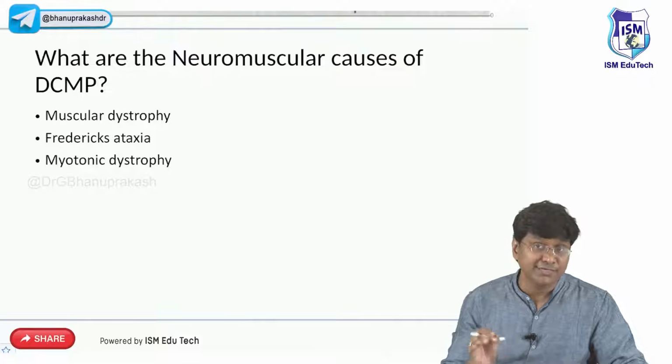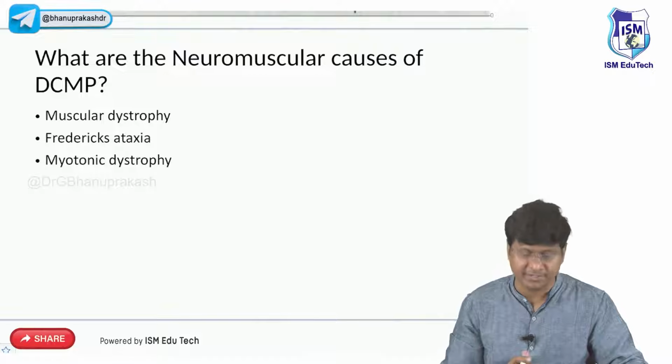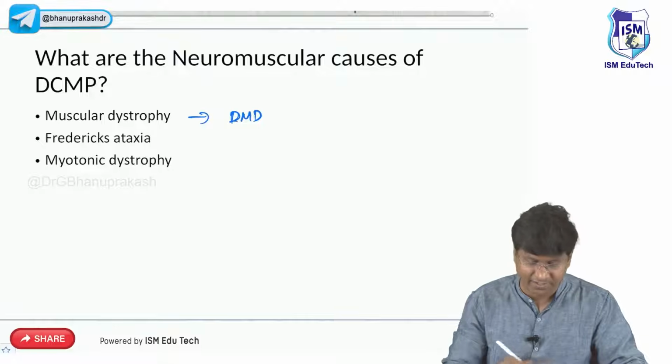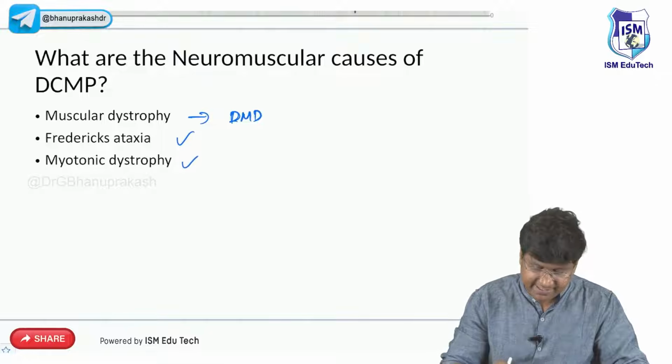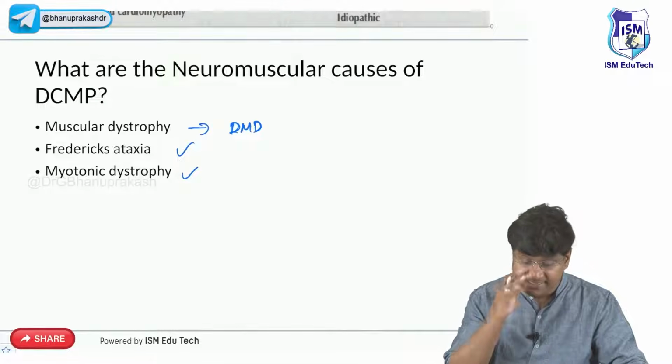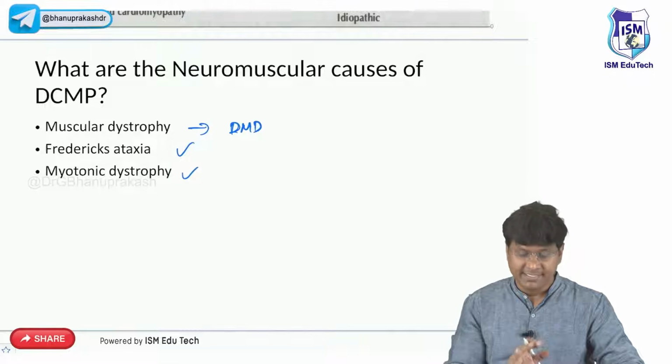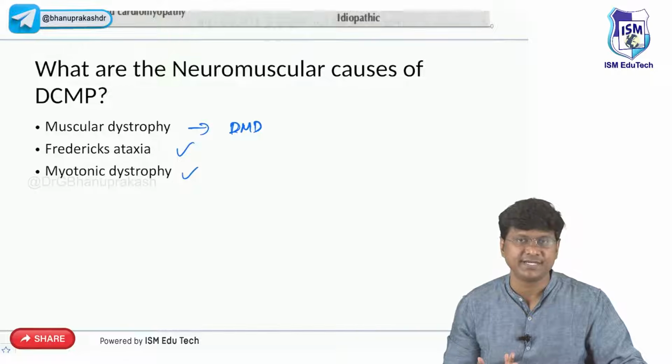Then, what are the neuromuscular causes for dilated cardiomyopathy? That is muscular dystrophy. And what type of muscular dystrophy? That is Duchenne's muscular dystrophy, Friedreich's ataxia, and myotonic dystrophy. So these are the neuromuscular causes for dilated cardiomyopathy. Now, what will be the clinical features in dilated cardiomyopathy?